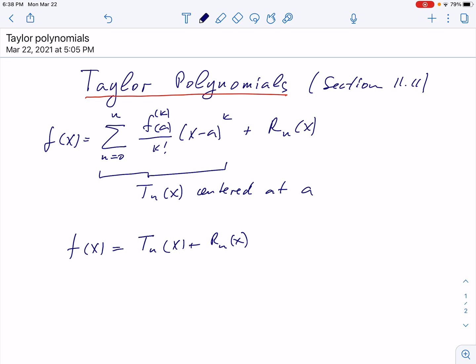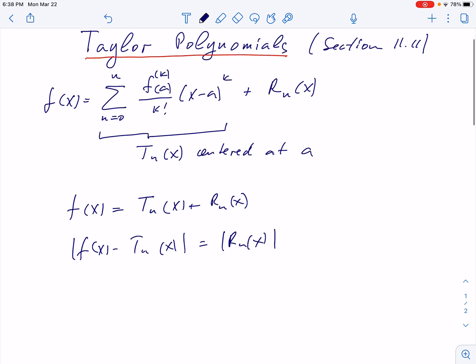And the difference between the function and the Taylor polynomial of order n, this is the absolute value of the remainder. And in many cases we can estimate this. In many cases this becomes small. It becomes small either when n becomes large or when x gets closer to this point a, where the Taylor polynomial is centered. So I want to write this down.